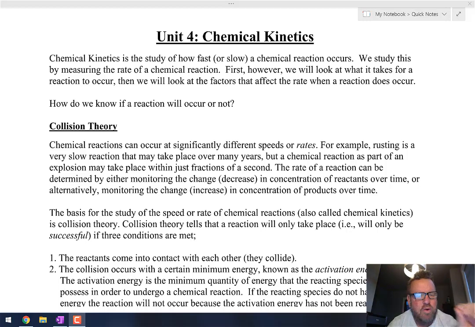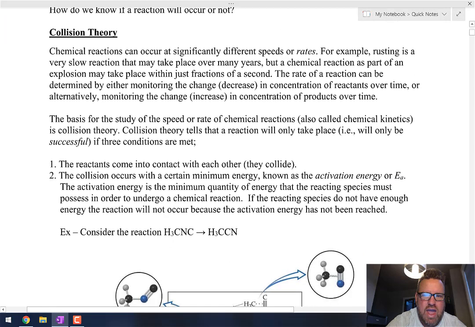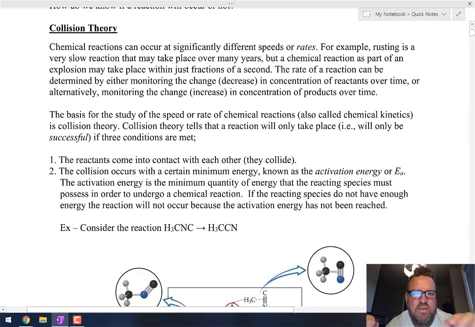Okay, now before we even look at how fast a reaction is going to happen, we have to decide, is a reaction even going to happen? So this is all based on the idea of what's called collision theory. And collision theory is just that. We're going to look at a few different factors about whether a reaction is going to happen or not. So we know that reactions that do happen at different speeds or different rates.